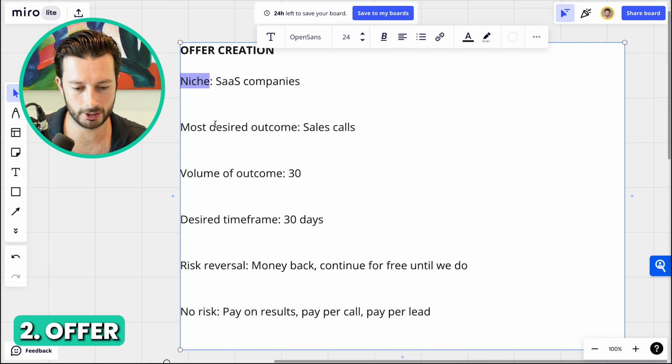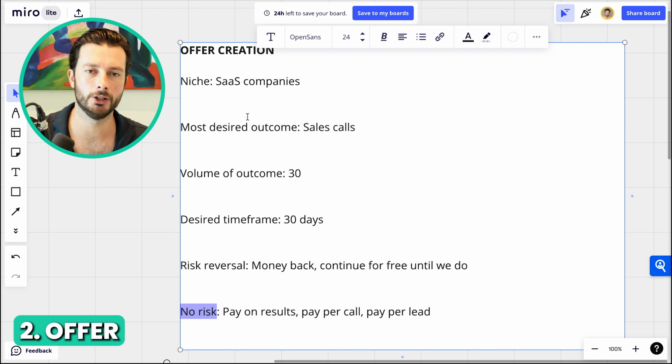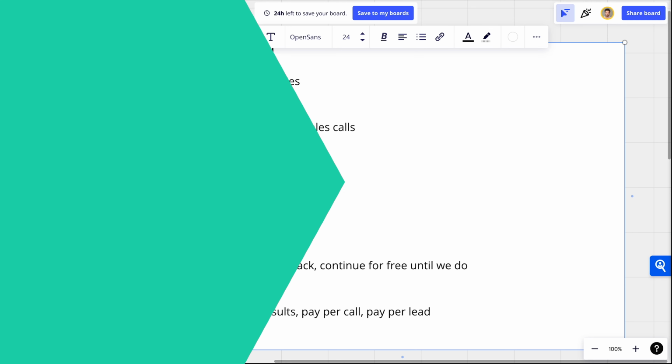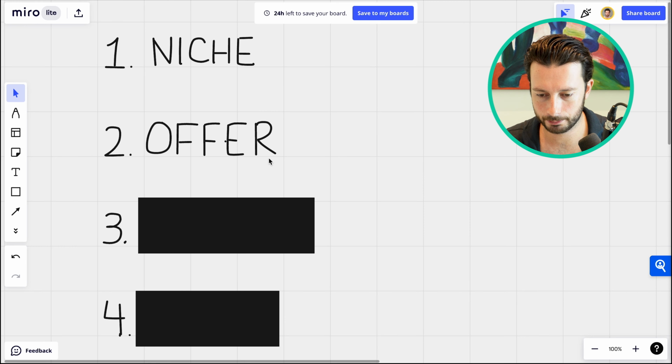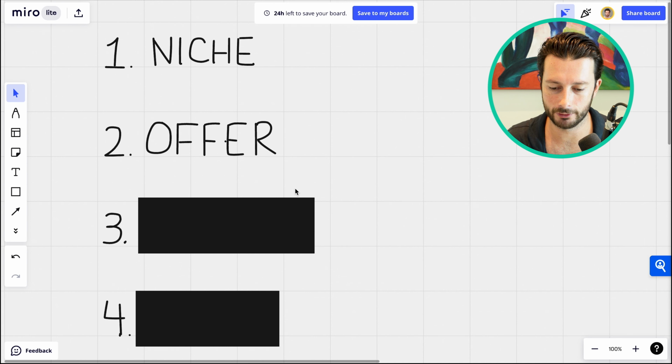So we've understood the niche. We know what the niche's most desired outcome is. We know how many of that outcome they want and in what time frame. And then we are either risk reversaling things, or we're just taking the risk off the table completely. We're giving your prospect absolutely no reason to say no. Pretty powerful. So that is offer creation. Hope that makes sense. So we are two parts in. We know our niche. We know how to create a really compelling offer for them.